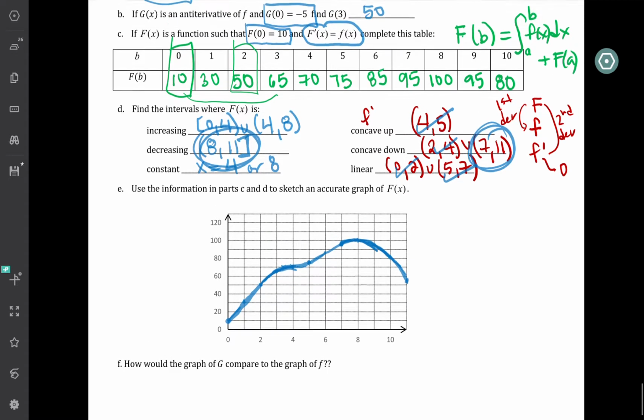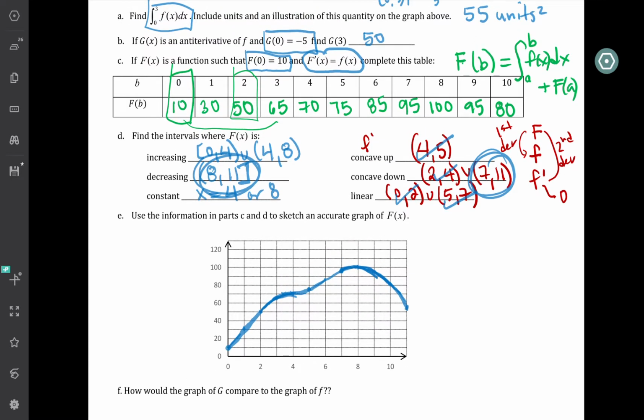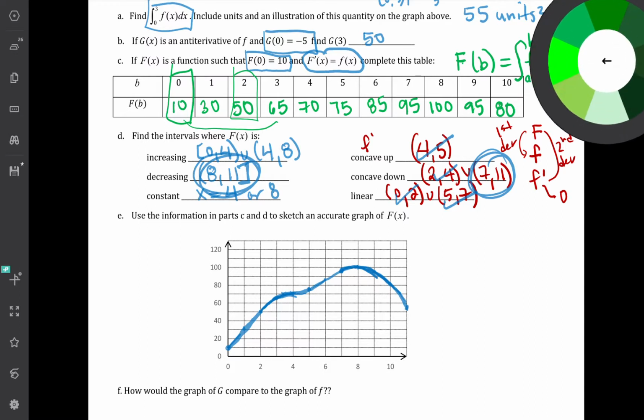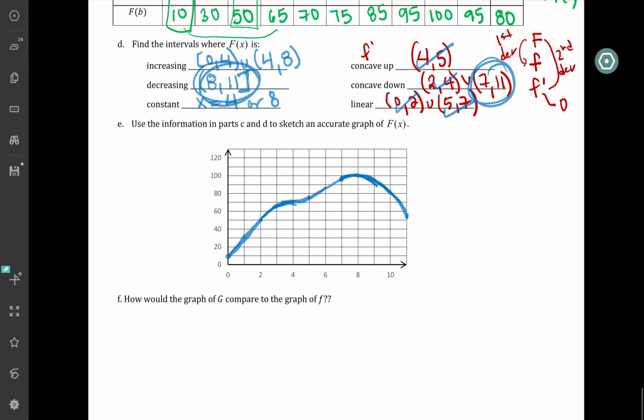And then the very last question here is, we had defined the function g earlier as well. We said it was another antiderivative, and I just want to think about how that graph compares to the graph of F. And the answer is that it has the exact same shape, but it has a different y-intercept. So F went through 0, 10. G should go through 0, negative 5. So it would start just below the axis. Otherwise, it would be identical.